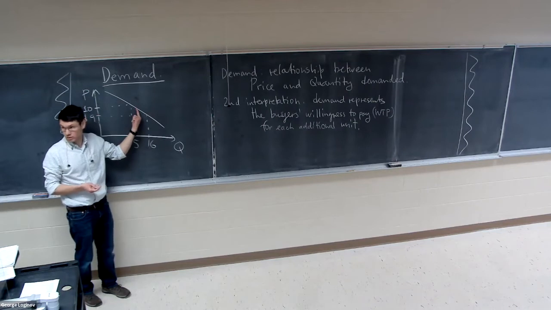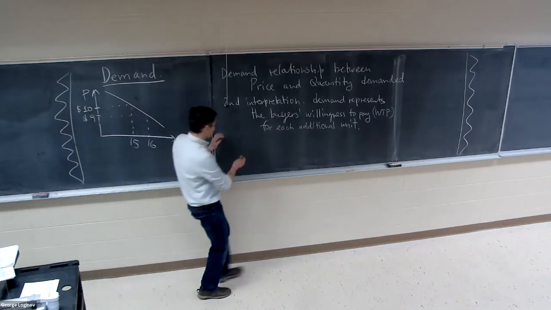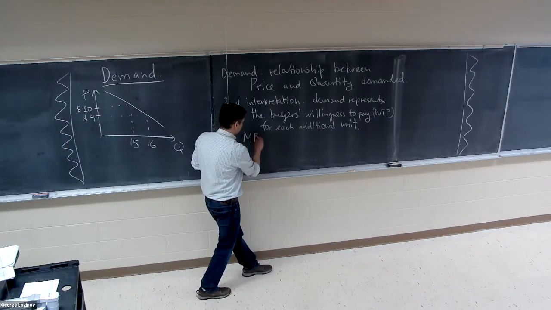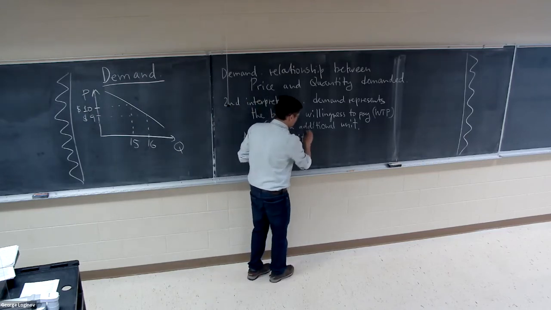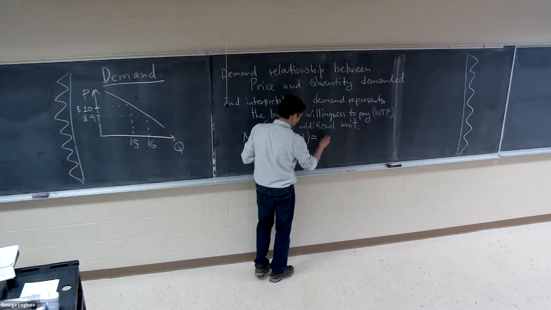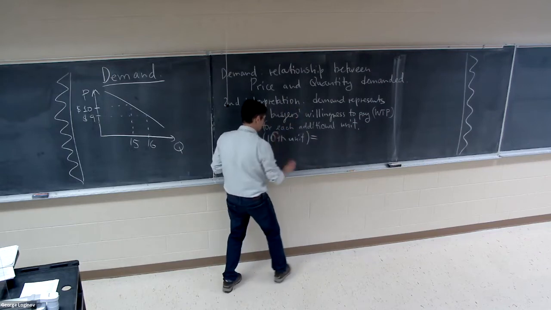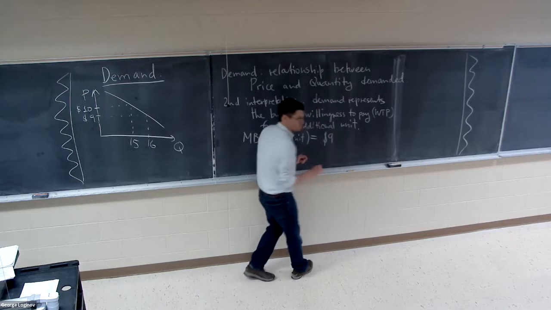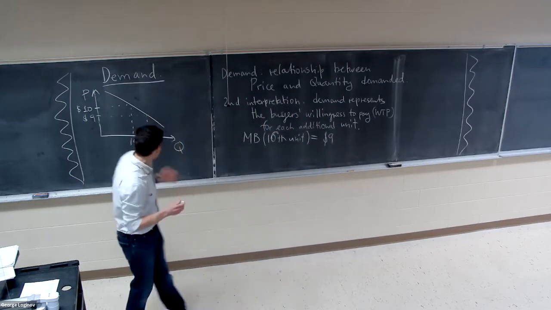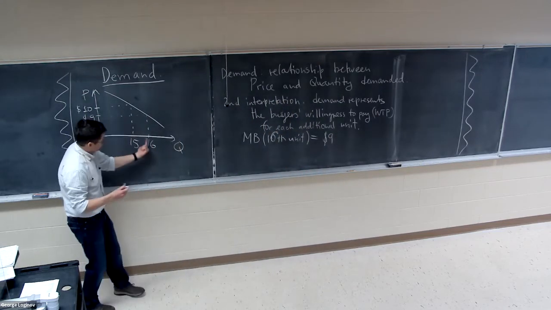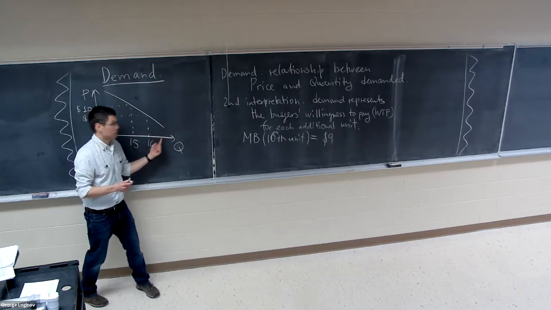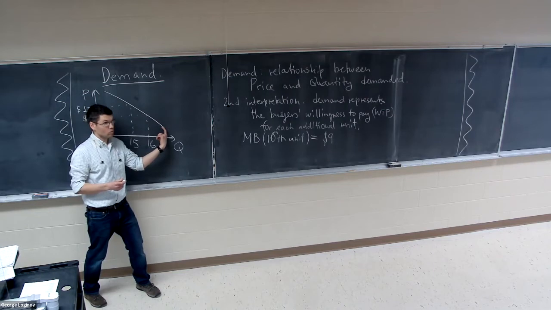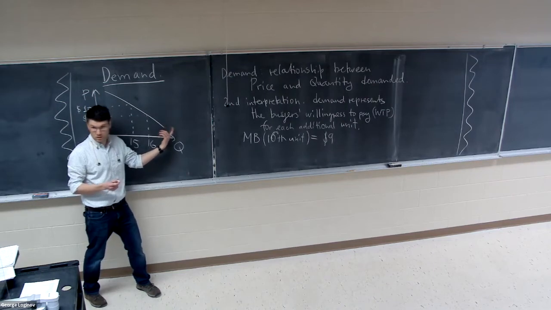So I can write down that the marginal benefit of the, sorry, not 10th unit, 16th unit, is $9. Right? And so in this way, going to the right in terms of quantity, every time I increase quantity, I can tell you how much people are willing to pay for this additional unit. Like the marginal benefit of consumption, the willingness to pay for an extra unit.